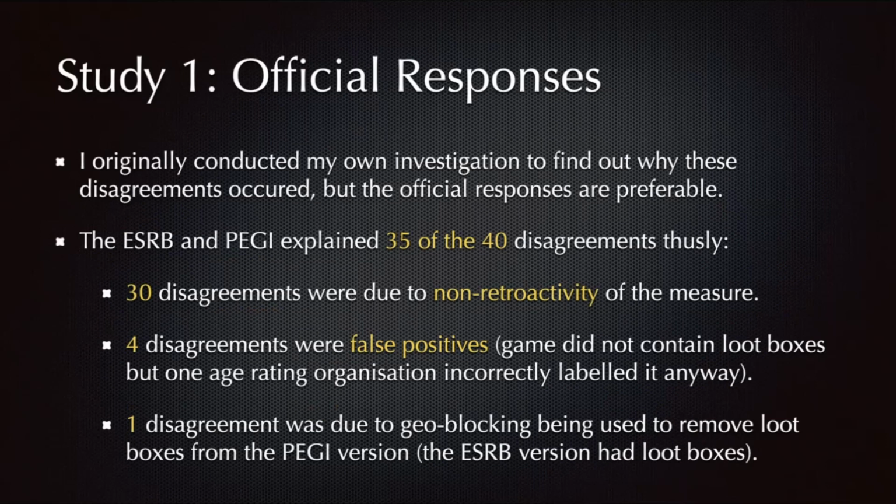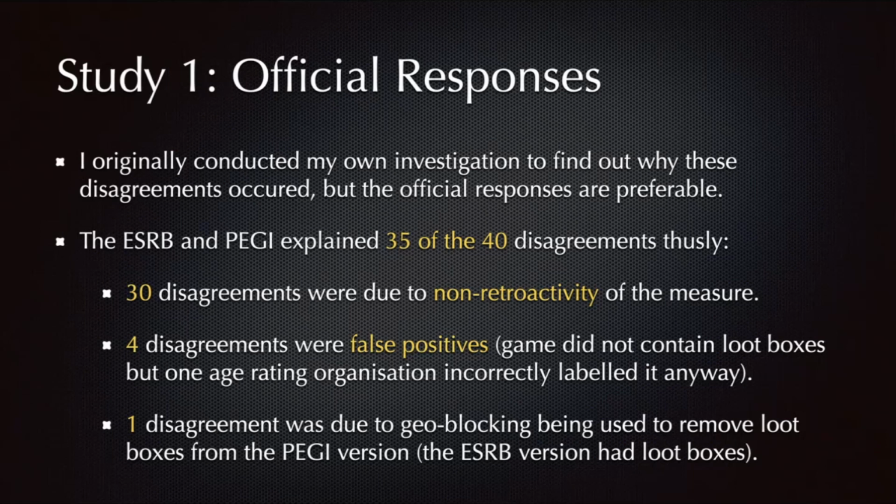35 of the 40 disagreements were explained as follows. 30 disagreements were caused by the measure not having been implemented retroactively, mostly by the ESRB. So the ESRB said that any games that were rated before 2020, when the label was first introduced, were not required to attach the label. And this is why a lot of games did not have the label attached on the ESRB platform. However, PEGI has given companies the opportunities to obtain a label retroactively, meaning that even if that game was rated prior to 2020, if the company voluntarily decides to do so, they can get that label attached to their games.